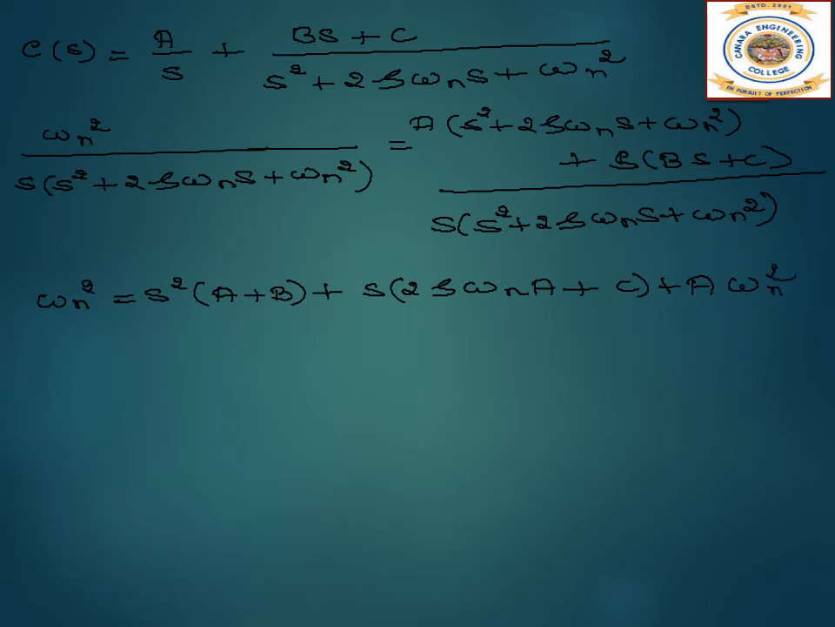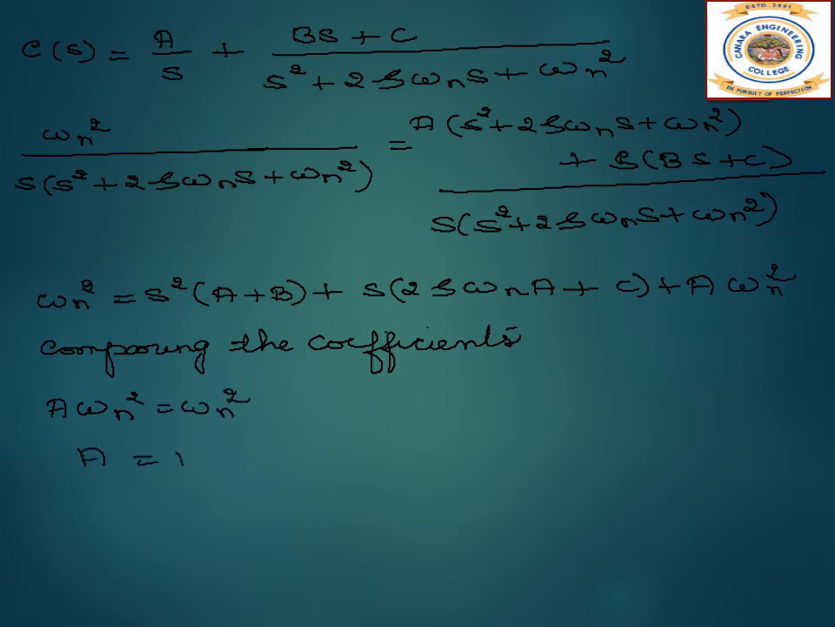So let us compare the coefficients. So here we get A omega n square is equal to omega n square. Hence we get A is equal to 1. Okay. Then next let us compare the B terms. So B terms we have to compare now.